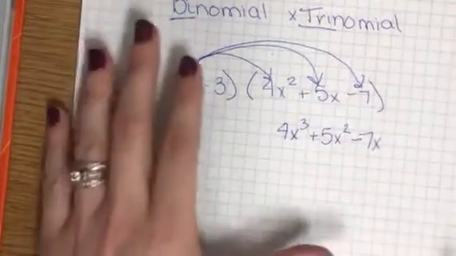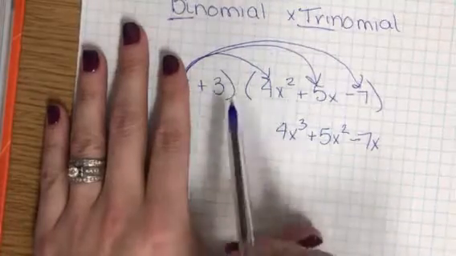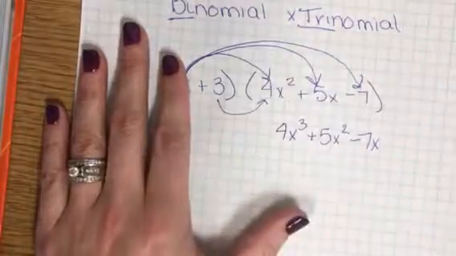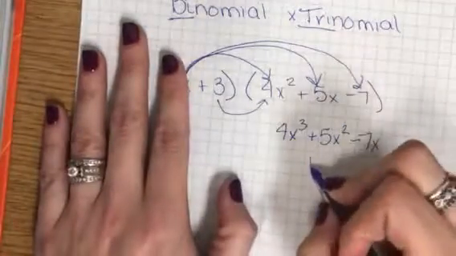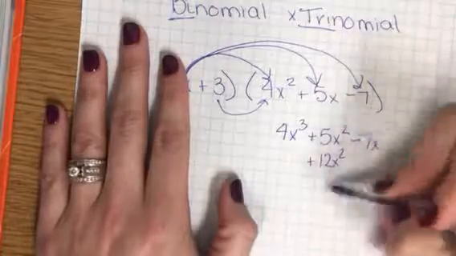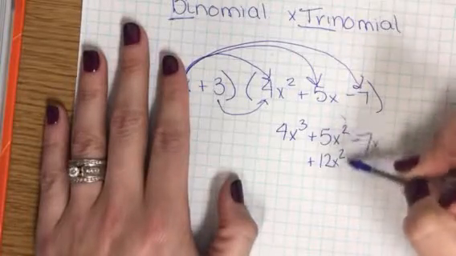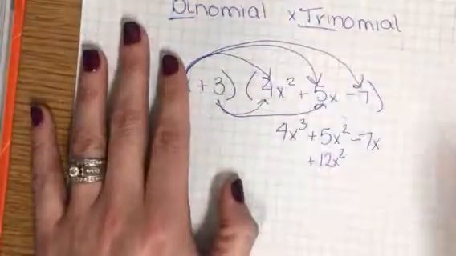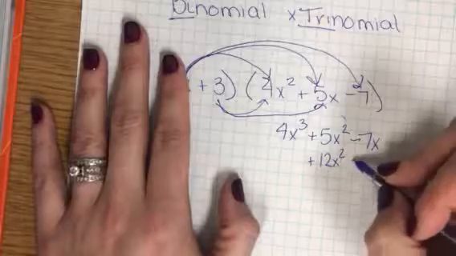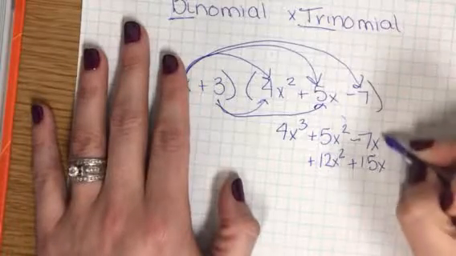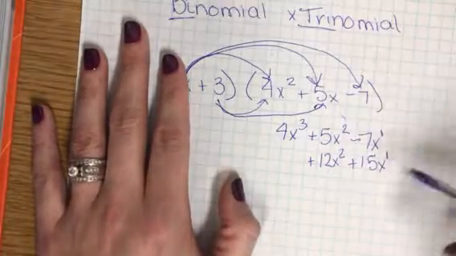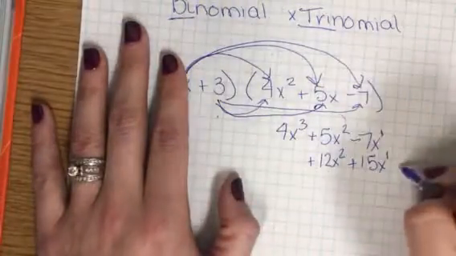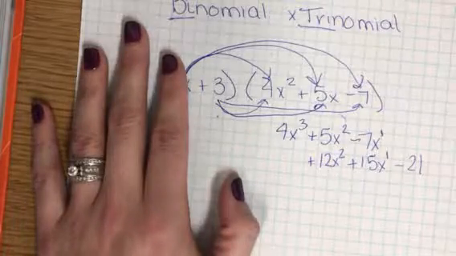And then just like we did before, we will then switch. Again, I'm not covering up this addition sign because it tells me it's positive. So now I'm going to take 3 times 4x squared, which will give me a positive 12x squared. I'm writing it here again because these are both squareds, so those are my like terms. 3 times 5x gives me a positive 15x. Again, I'm writing it here because these are both x to the first power. And 3 times a negative 7 gives me a negative 21.